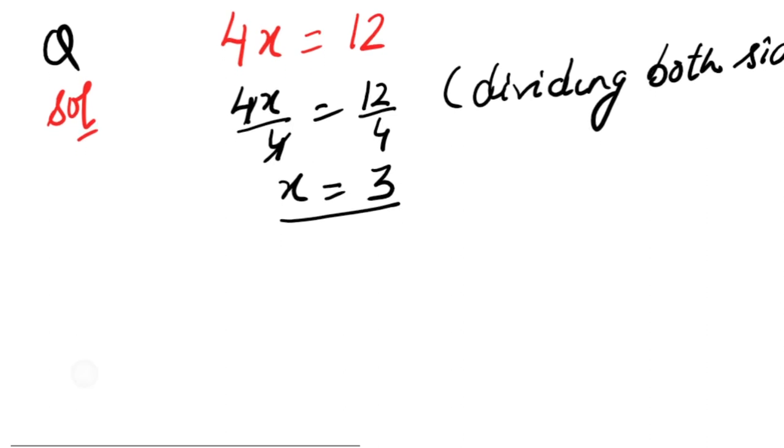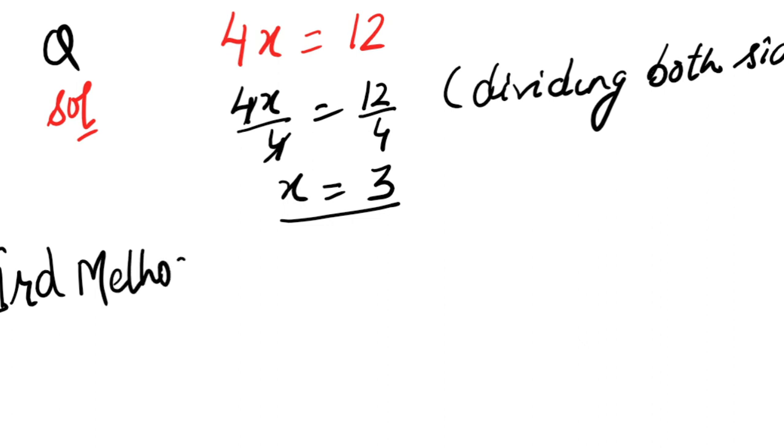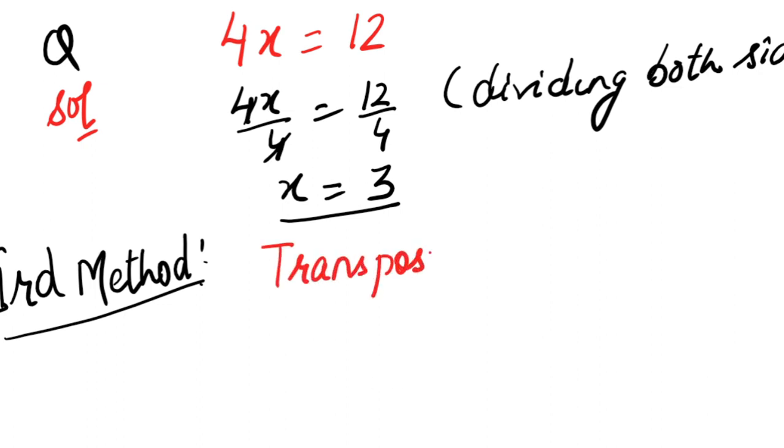So now our third method is transposition. The third method is the most important method. We will apply this method in our sums. Transposition. So what do you mean by trans? Trans means change. Change the position of the variable or constant. In this, basically, we will change the position of the variable or constant.